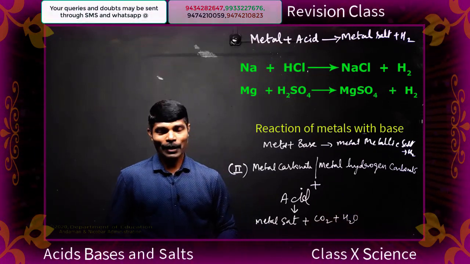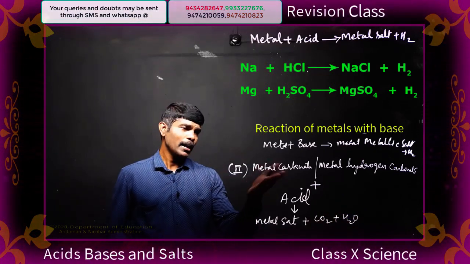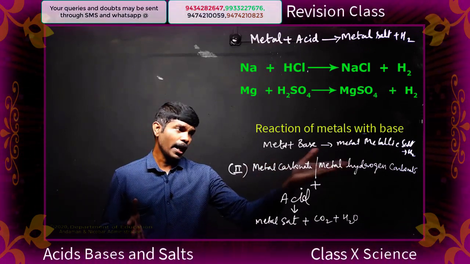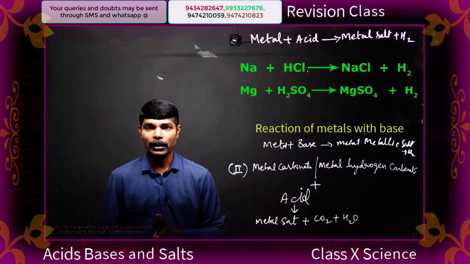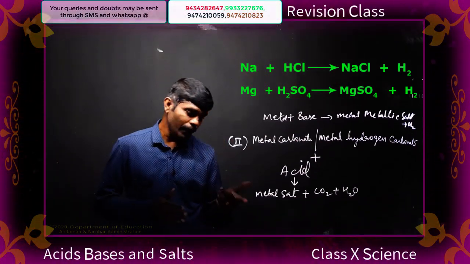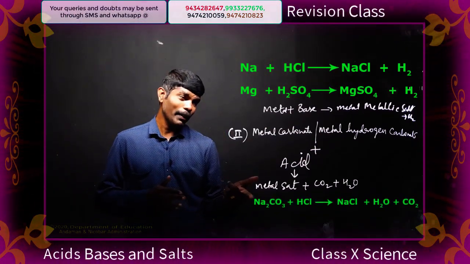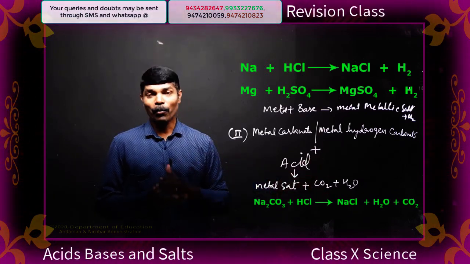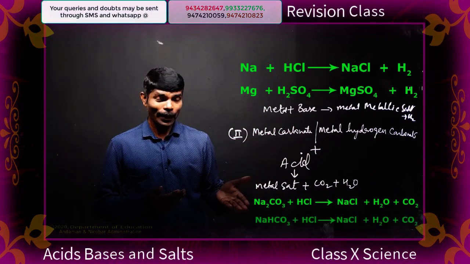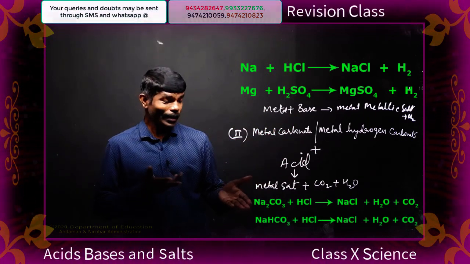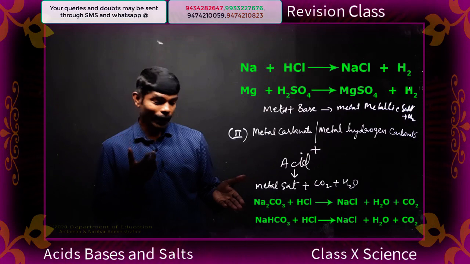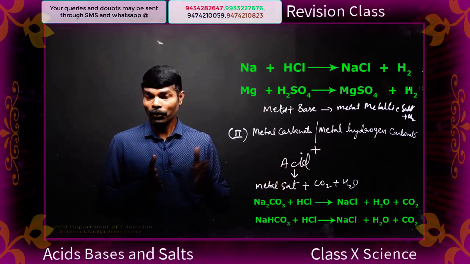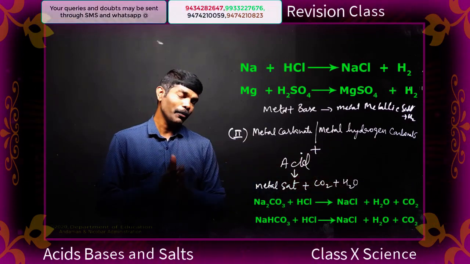Now we will take an example to understand this. In place of metal carbonate we can take sodium carbonate. In case of metal hydrogen carbonate we can take sodium hydrogen carbonate. In both the cases, you see here, when sodium carbonate reacts with hydrochloric acid, we get sodium chloride, carbon dioxide and water. In the second equation, when sodium hydrogen carbonate, also called baking soda, reacts with hydrochloric acid, again sodium chloride, carbon dioxide and water are produced.